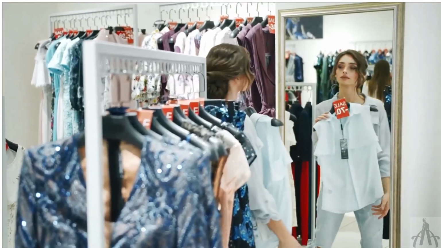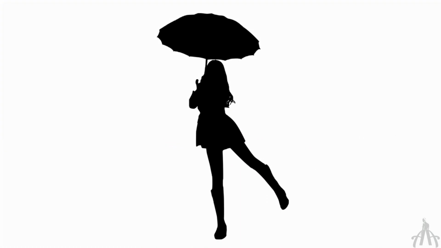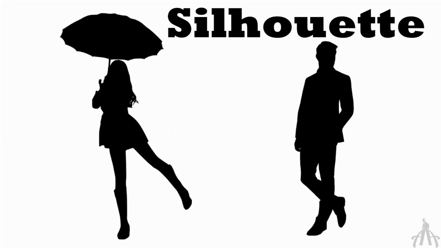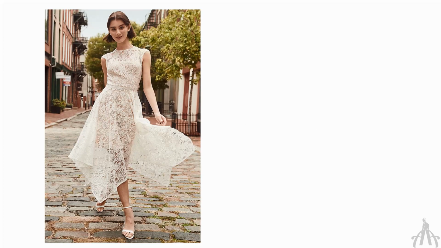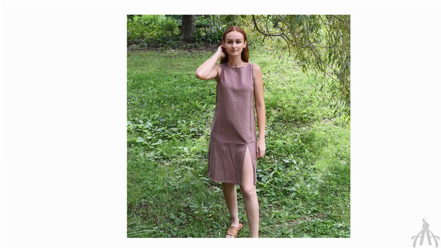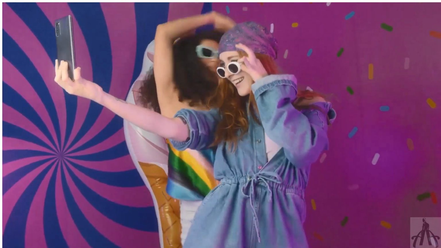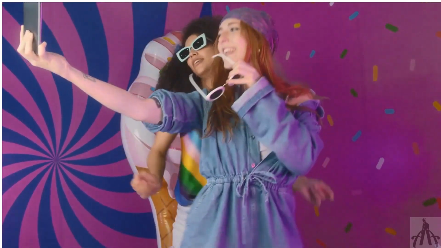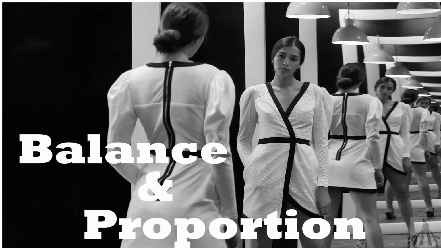Our first element of design is shapes and form. Shape and form refer to the silhouette or outline of an outfit. They can be created by the cut, fit, and structure of the garment. Shapes and form can be used to enhance or conceal different parts of the body and to create balance and proportion in an outfit.